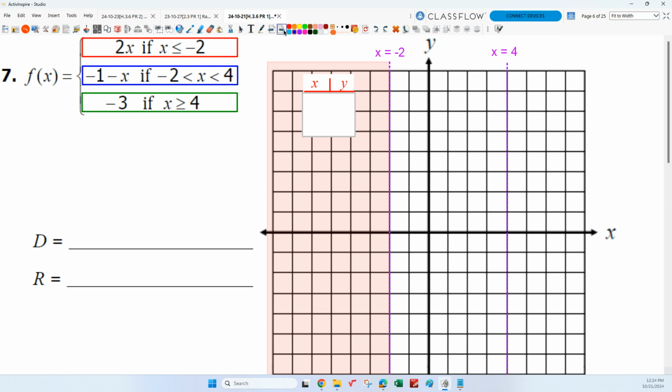Okay? All right, so in the red domain over here, we're just graphing the red piece, which is just the equation y equals 2x. Okay, that's an easy equation to graph. What kind of equation is that? What's this graph going to look like?